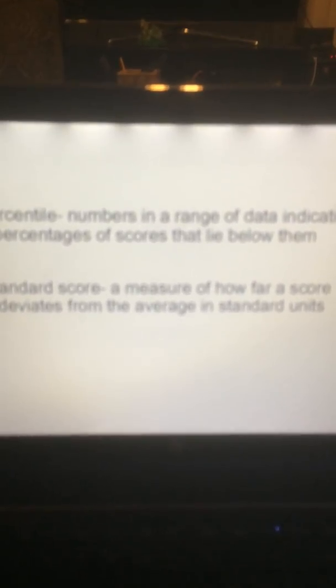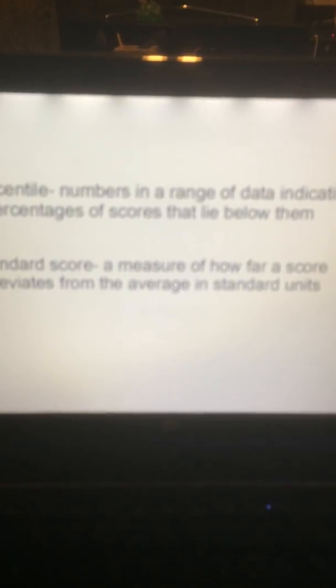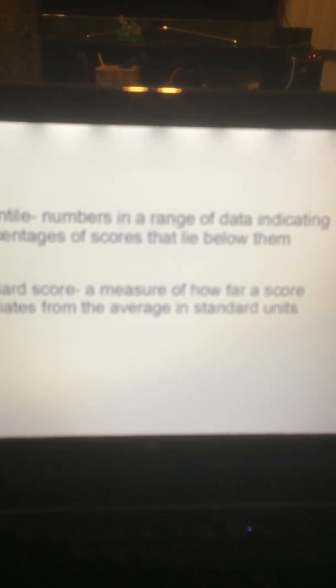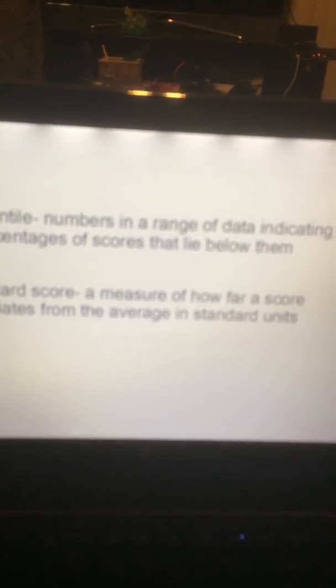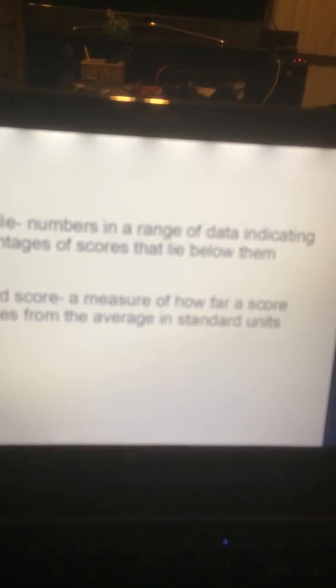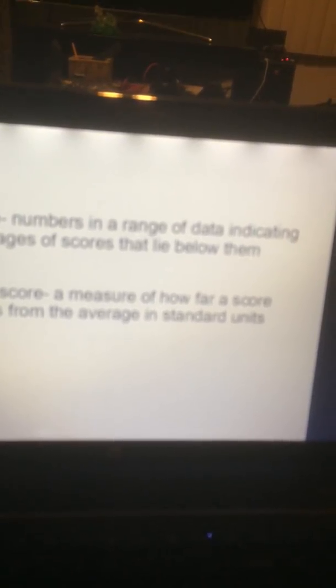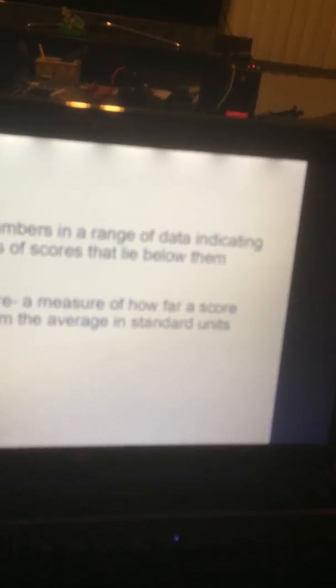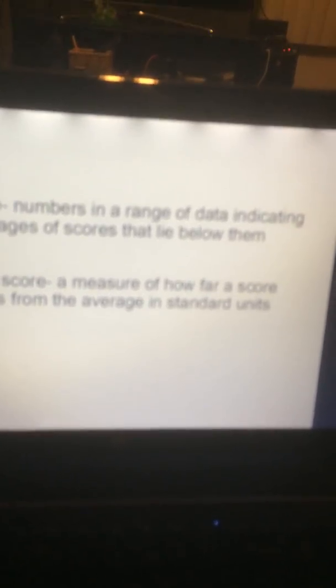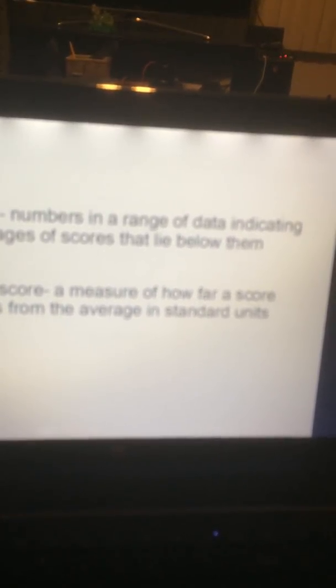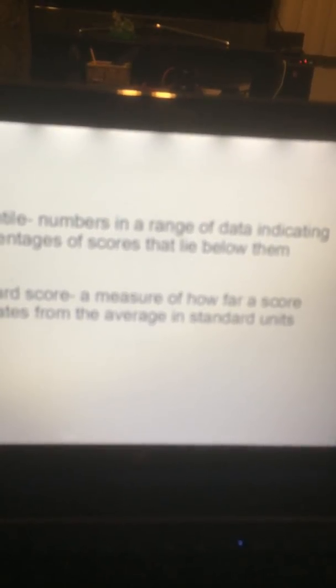And there's percentiles. These are numbers in a range of data indicating percentages of scores that lie below them. Let's say your class is measured in terms of height, and you're in the 90th percentile when it comes to height in your class. That means 90% of your fellow students are shorter than you. Let's say you're in the 10th percentile. It means you're probably like 4-0 or something like that. That means 90% of your fellow students are going to be taller than you. Percentile indicates the range of data indicating percentages of scores that lie below it.